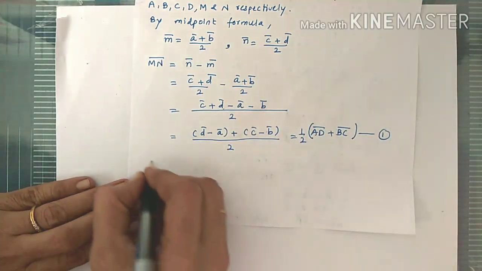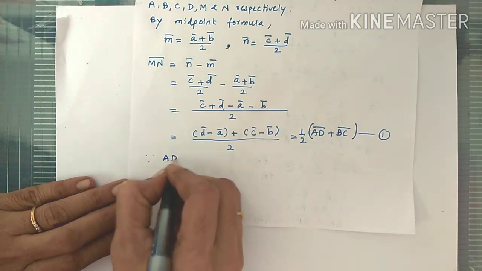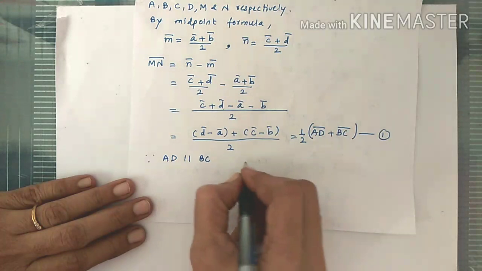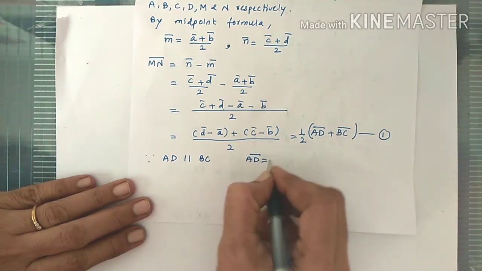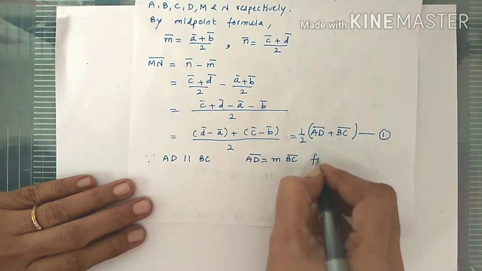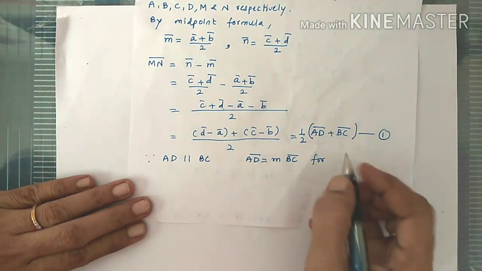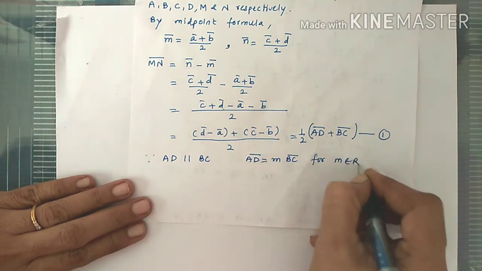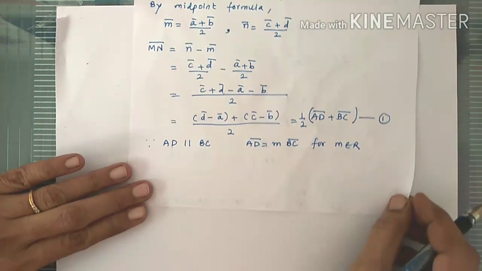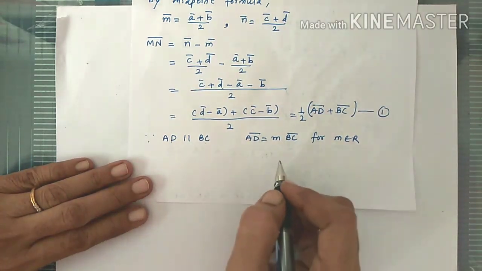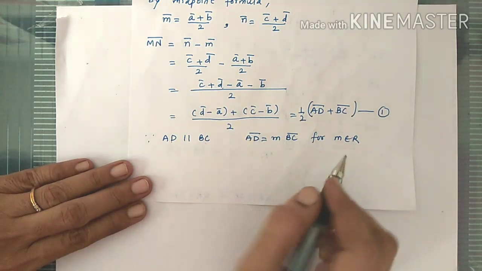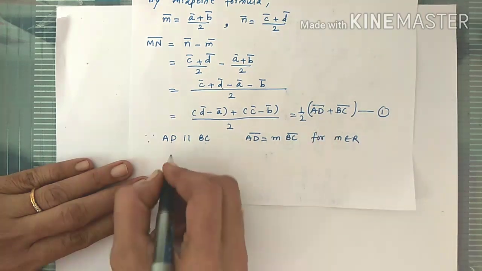Now AD is parallel to BC. Since AD is parallel to BC, parallel means the vectors are collinear. Therefore, AD bar is equal to some m times BC bar. So, if we have collinear vectors, then one vector is a scalar multiple of the other. So, as AD and BC are parallel, AD bar is equal to a scalar multiple of BC bar. So, for m belongs to R, we have AD bar equal to m BC bar. So, let's substitute in equation 1.